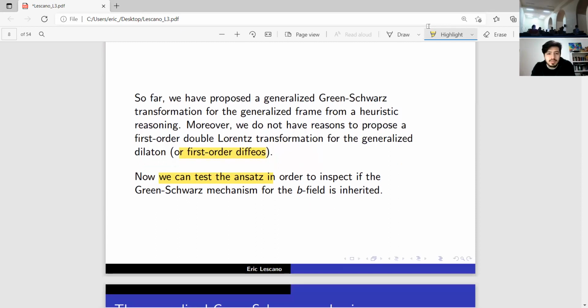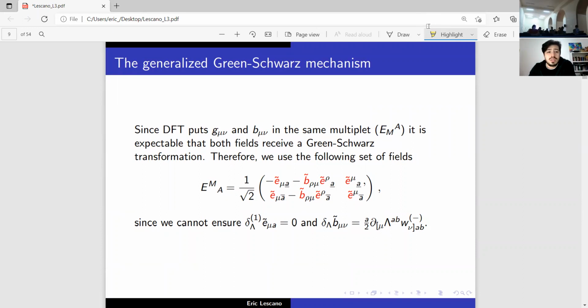So something interesting over here is that we are constructing a generalized Green-Schwarz transformation for our generalized frame. And this object, in some sense, puts on an equal footing the field E and the B field. Recall that we are turning off the gauge part, so we only have this block of the frame. And it is difficult to ensure that our field E is not going to obtain a kind of Green-Schwarz deformation because of the Green-Schwarz deformation of the generalized frame. We want our fields to transform in this way. We need a Green-Schwarz transformation only for the B field, but we don't want one for the field E.